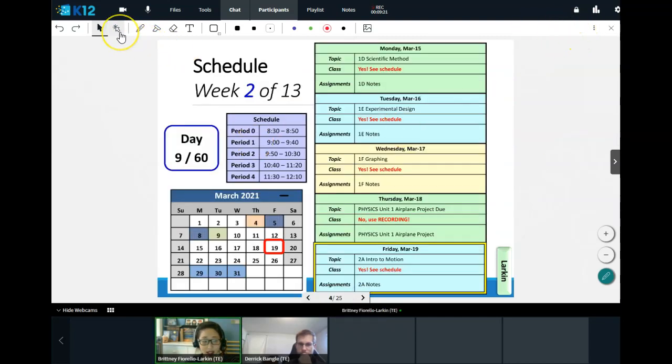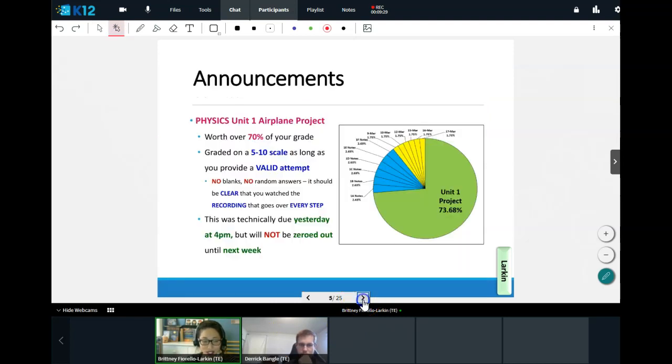All right, so we are on day 9 out of 60, quickly getting into the teens pretty soon next week. So today we're taking a look at our newest unit, the 2A Intro to Motion unit. This is a reminder that yesterday your Unit 1 paper airplane project was technically due. I'll talk about that in a moment. But please remember that this is worth over 70% of your grade, so you really need to make sure this gets submitted because otherwise it is impossible to pass the class.